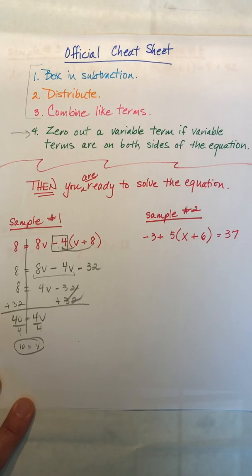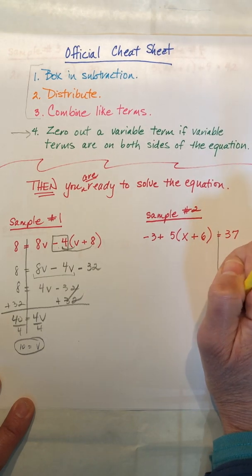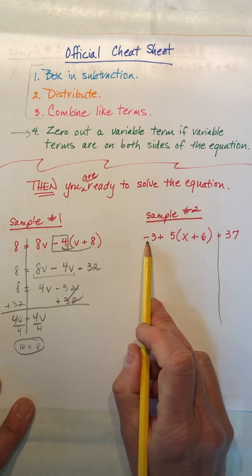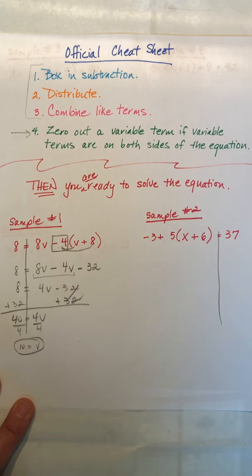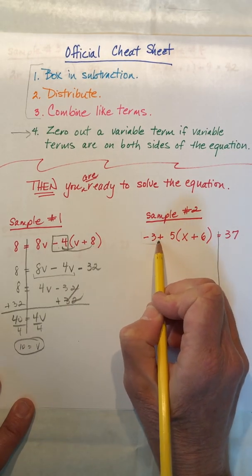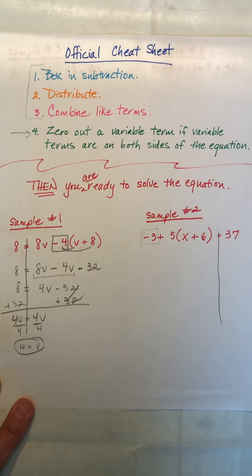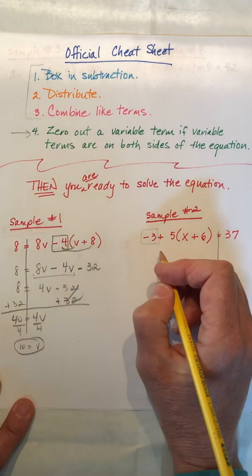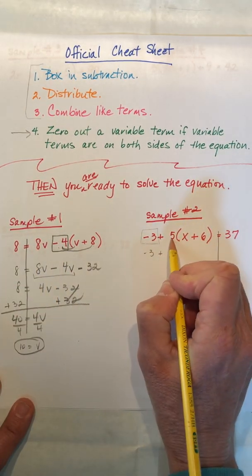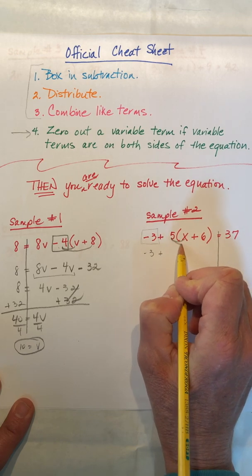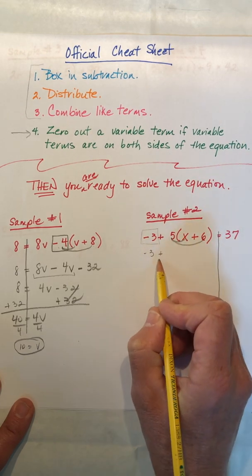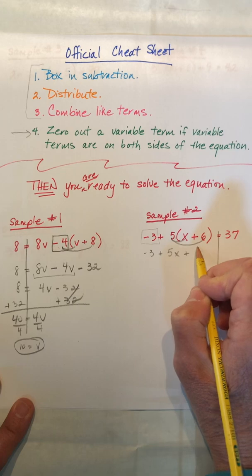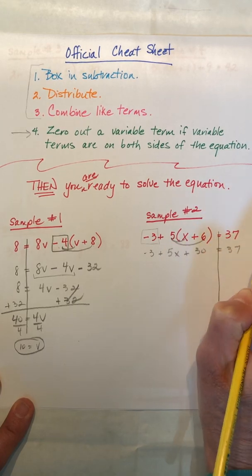Great. Let's look at this one now. So, do we have any subtraction to box in? No, we have a negative number, but it's only subtraction that we want to box in. If you weren't sure, you can do it. It doesn't hurt anything, but it's not necessary. What is necessary is step 2, distributing. So I'll have negative 3 plus. The 5 distributes to the x, the 5 distributes to the 6. So negative 3 plus 5x plus, remember to multiply this one too. 5 times 6 is 30 equals 37.